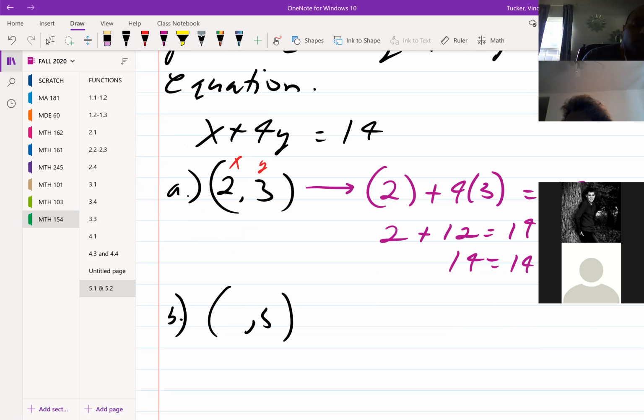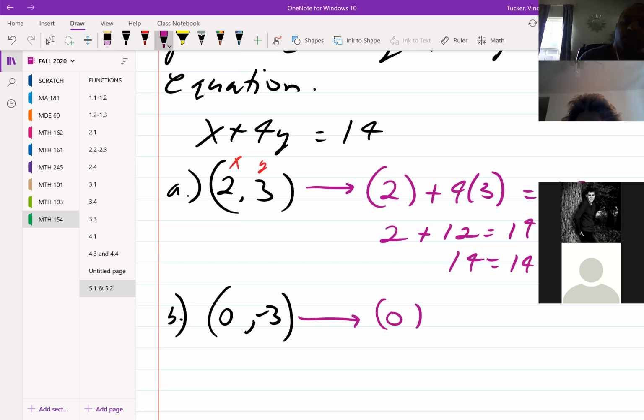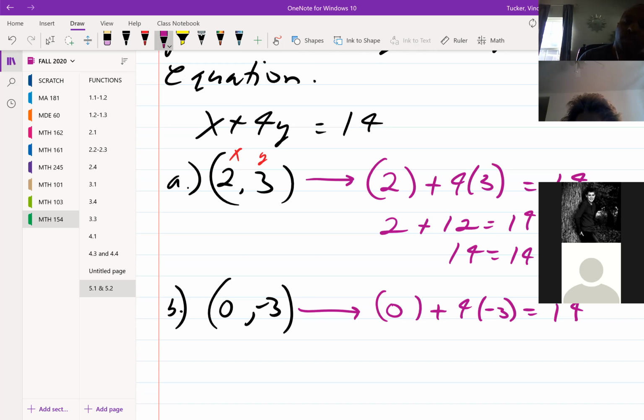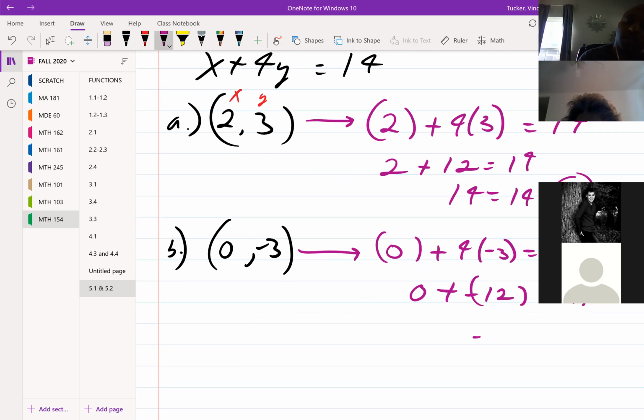Let's do another one. Let's go 0, -3. All right, so do the same thing. X is 0 this time, -3 is y. So that'll be 0 plus -12. -12 equal to 14. So no. That's all there is to that one.